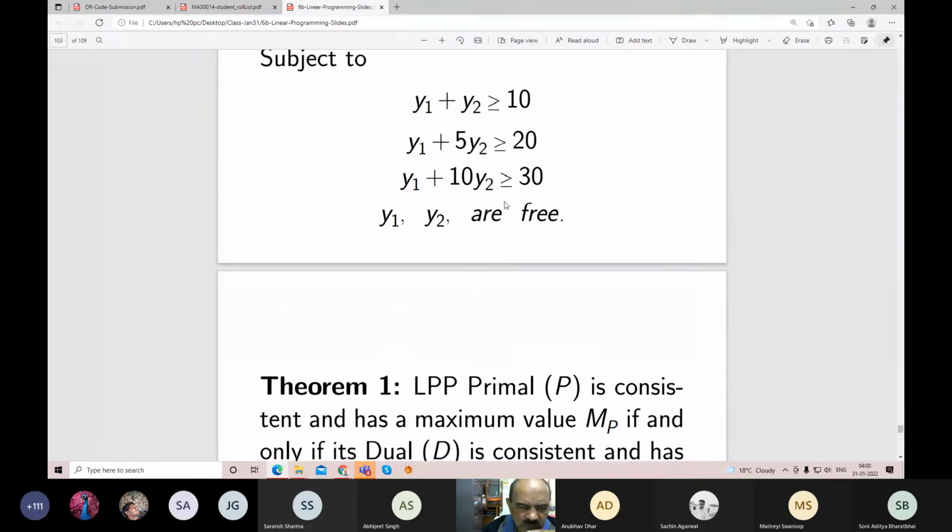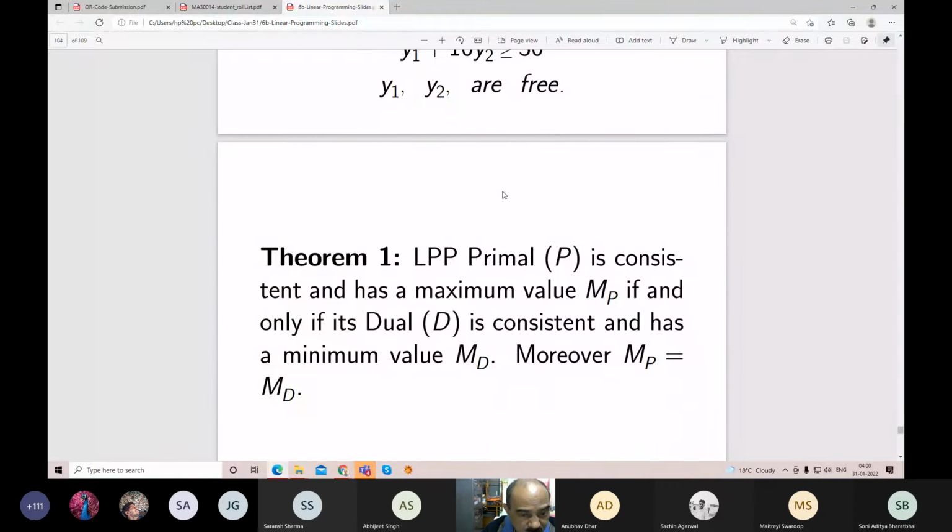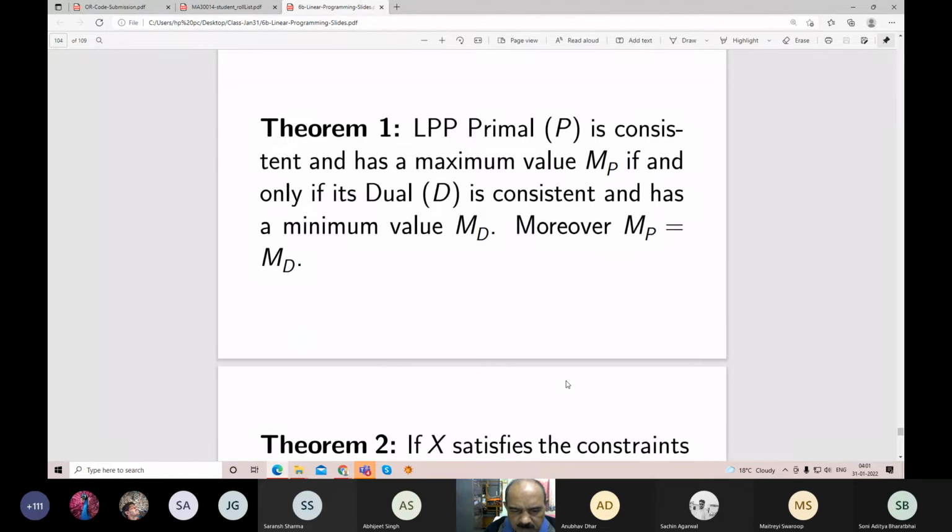Now I am stating some theorem. This theorem is very crucial to test the linear programming problem, LPP. The primal P is consistent and has a maximum value, that value is MP, if and only if its dual D is consistent and has a minimum value MD. Moreover, the maximum value equals the minimum value, so MP equals MD. Either this holds, or sometimes in some problems you will see MP is less than or equal to MD. Okay, I will tell you about that.